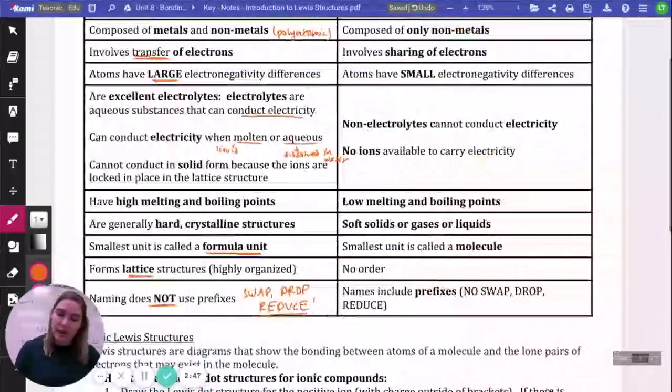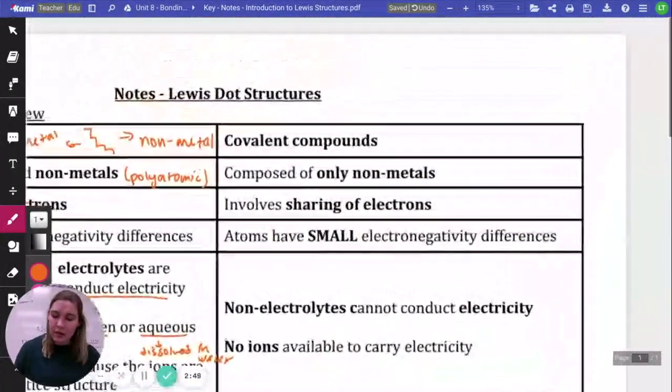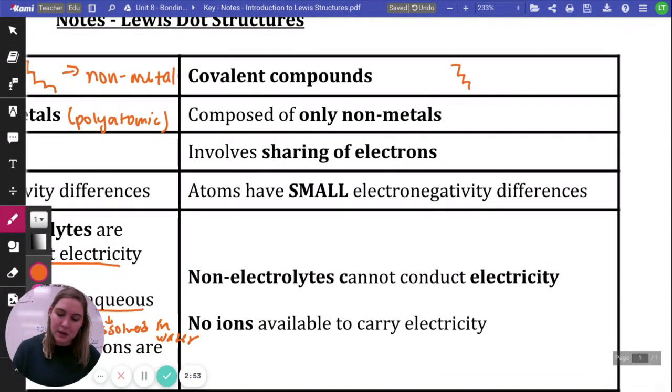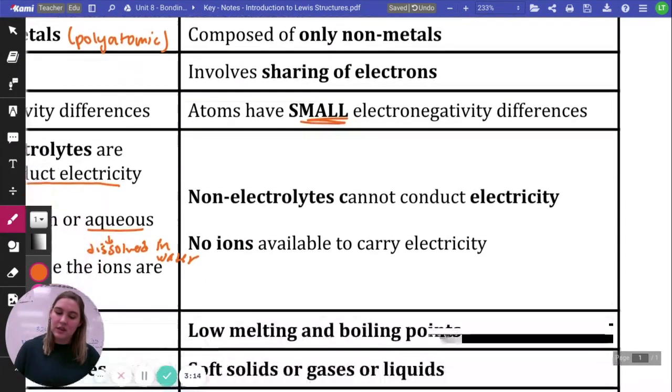Okay, so that's ionic. Let's talk about covalent now. Covalent compounds are only made up of nonmetals. Nonmetals are to the right of my stair step, plus hydrogen. They involve the sharing of electrons. The electronegativity difference isn't strong enough for either atom to steal the other one's electrons completely, so they share them kind of in the middle. And so they're going to have really small electronegativity differences.